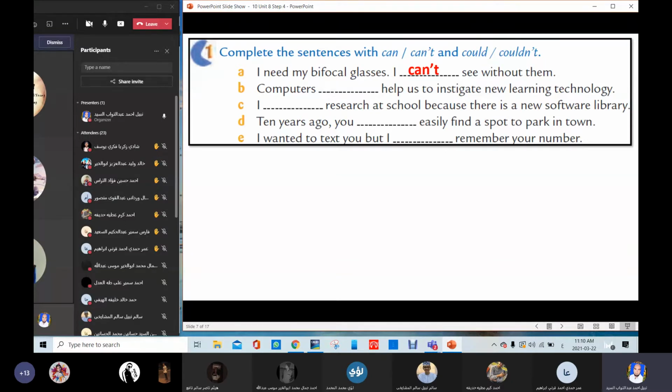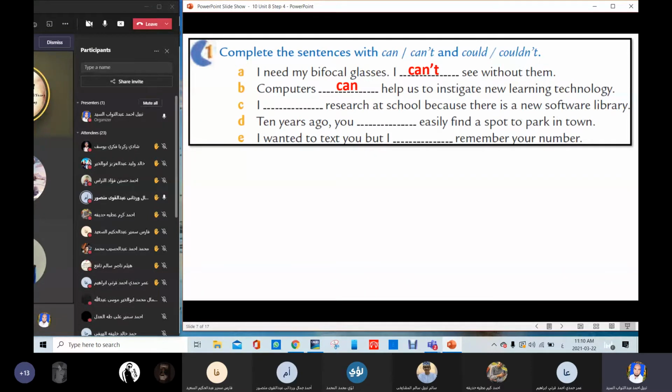Thank you. Faris, Samir. Computers can help us to instigate new learning technology. Very good. Thank you, Faris. Yes, Ahmed Jamal. C. I can research at school because there is a new software library. The right answer? I can. Very good, Ahmed Jamal. Thank you.